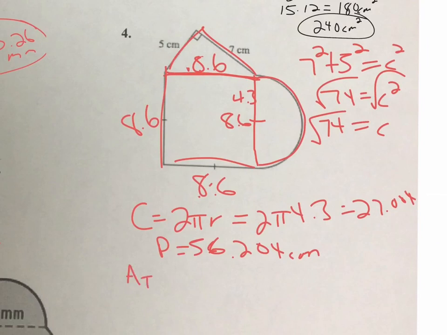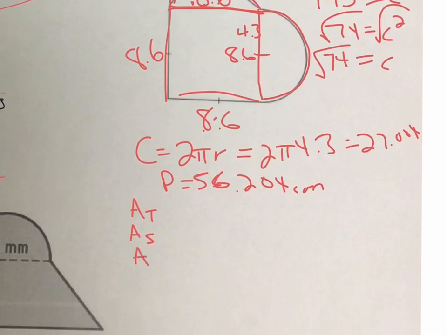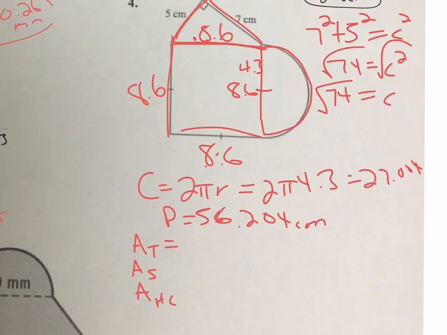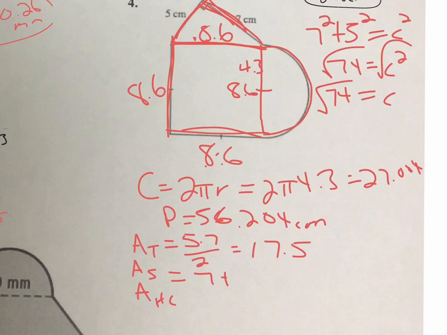So I need area of triangle, area of square, and lastly, area of half circle. So triangle is base times height divided by 2. Base and height have to make that right angle, so I'm going to use 5 and 7. So 5 times 7 divided by 2. 5 times 7 is 35, divided by 2 is 17.5. Okay, then this is 8.6 times 8.6, or square root of 74 times square root of 74. And if you do it that way, you're just going to get 74.